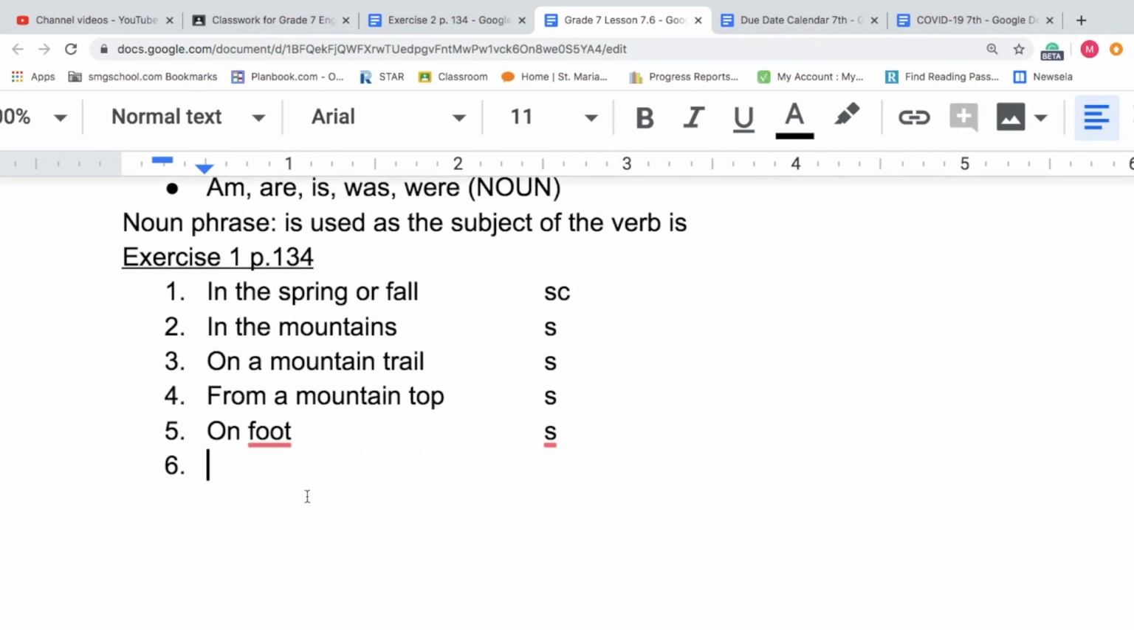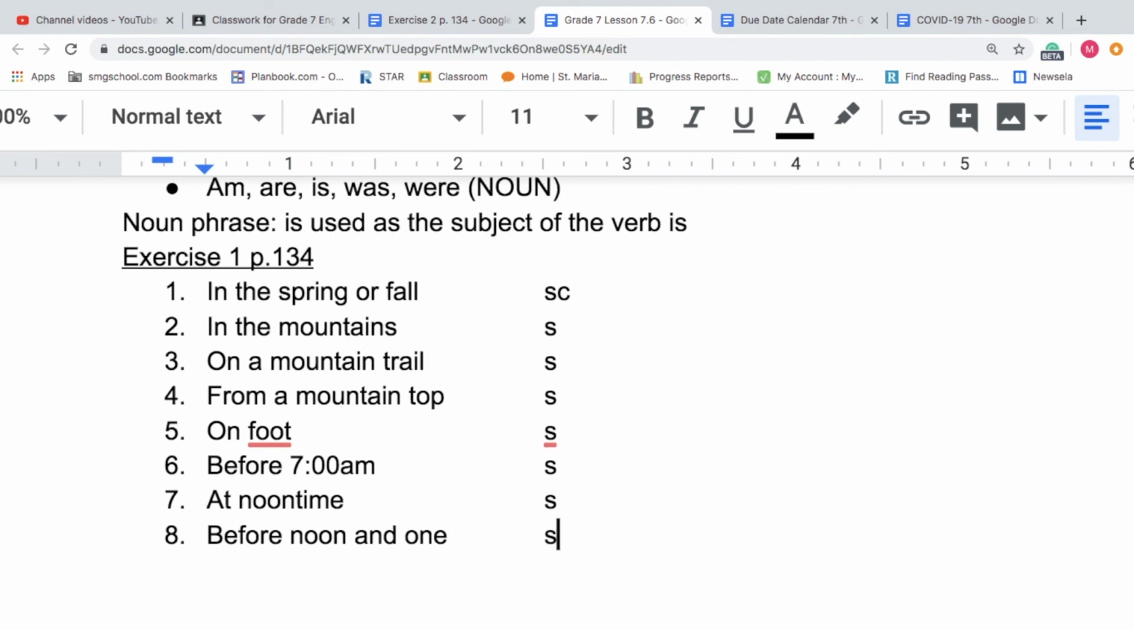Number 6, before 7 a.m. is the best starting time for hiking. You were correct if you said before 7 a.m. That's at the beginning of the sentence, subject. Number 7, at noontime is when a person might rest and have lunch. At noontime. At the beginning, subject. Number 8, between noon and 1 o'clock is an advantageous time to seek shelter from the sun. Between noon and 1. Beginning of the sentence, subject.